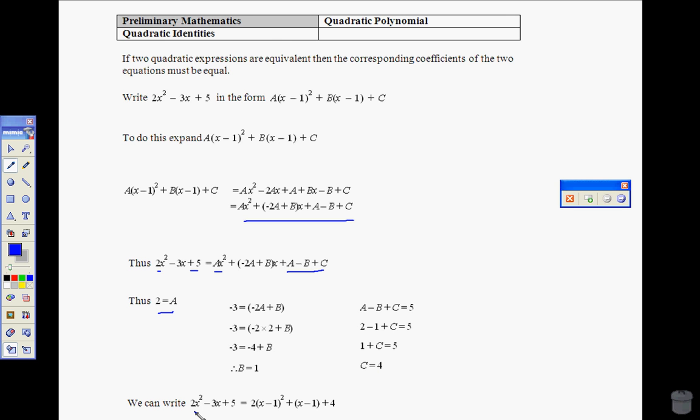So then we can write 2x squared minus 3x plus 5 as 2 outside of the x minus 1 all squared. There's one lot of x minus 1, plus the 4.